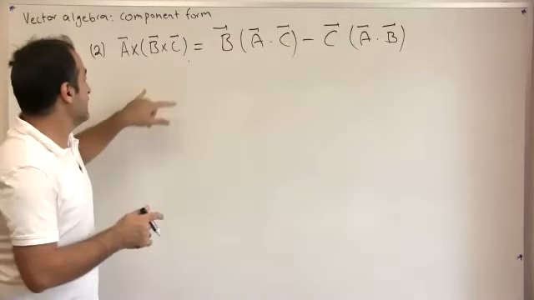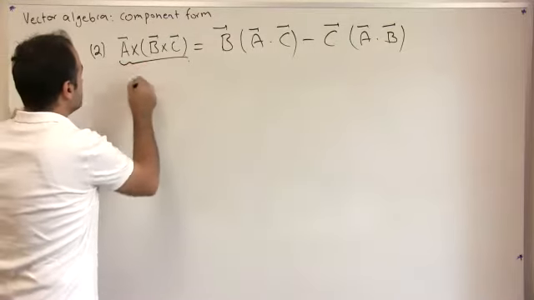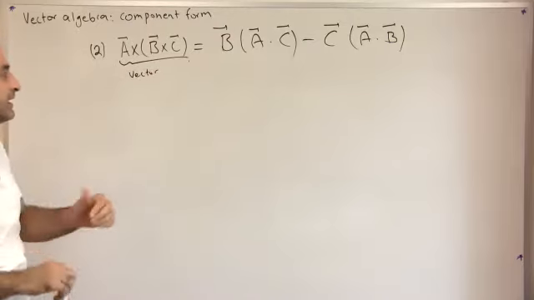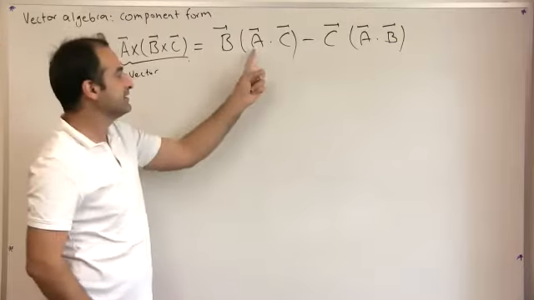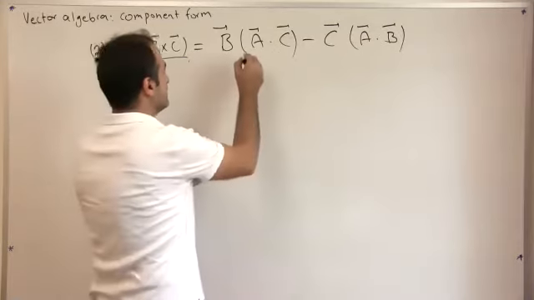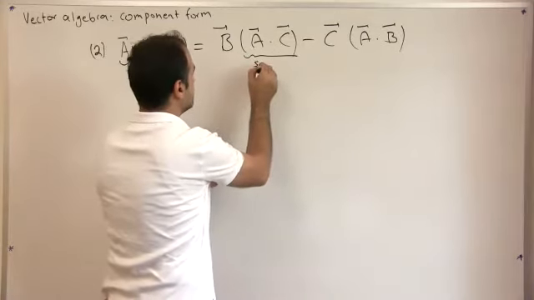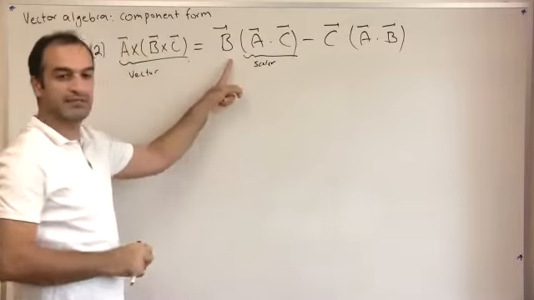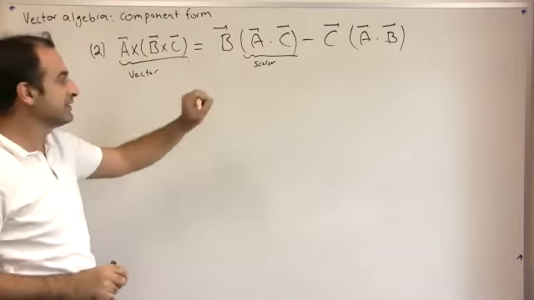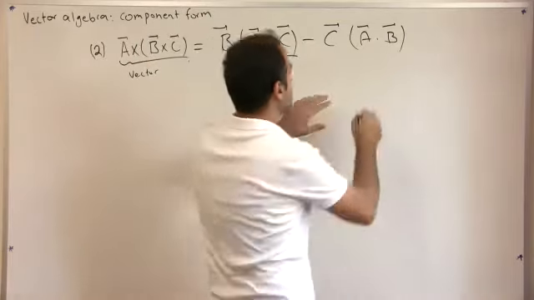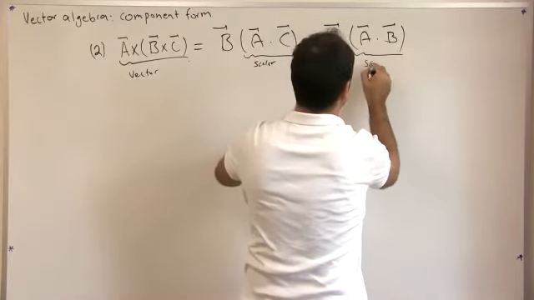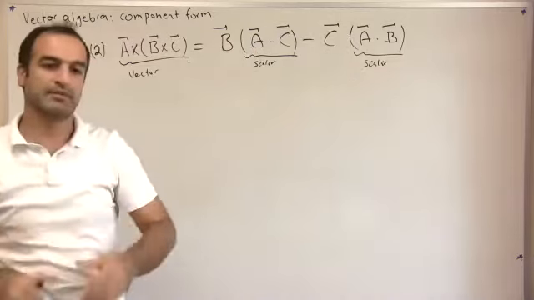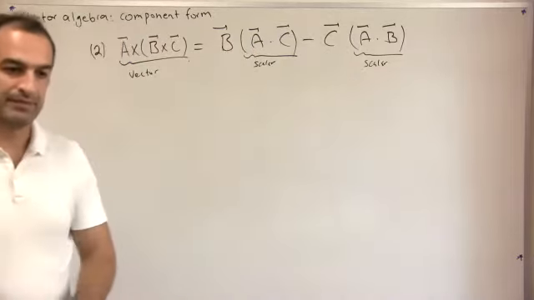So here, the outcome should be a vector. And here what we have is A dot C. This is a scalar. This scalar is multiplied by the vector B. The combination is a vector. And here again, A dot B is a scalar, multiplied by vector C, that becomes a vector.